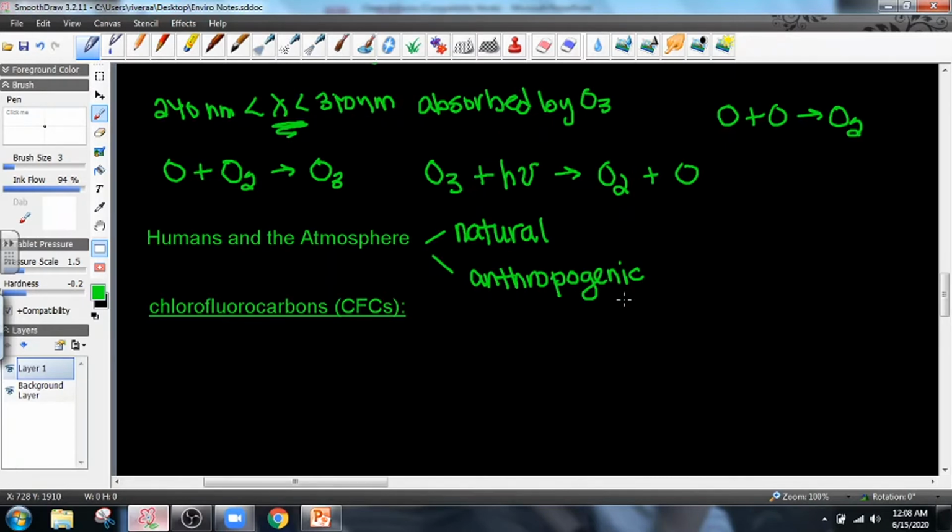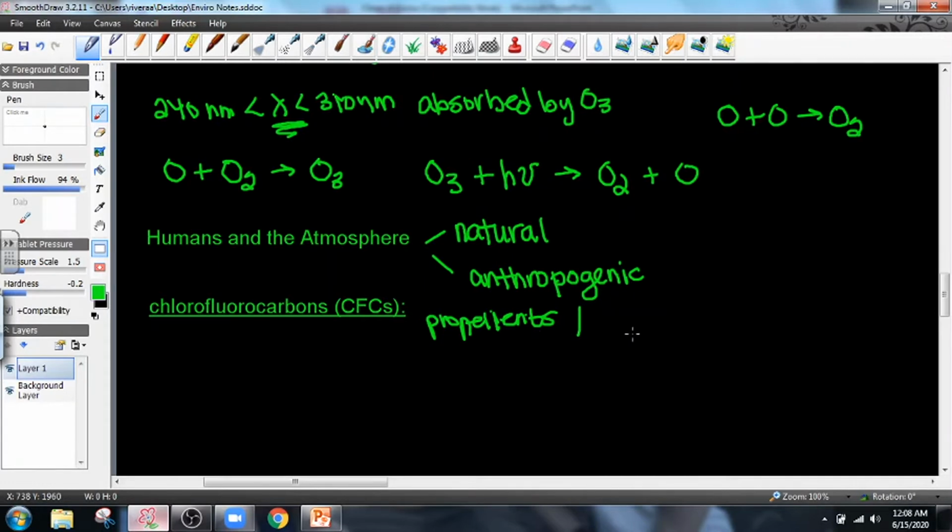Anthropogenic, you'll hear anthropogenic climate change, just means caused by humans. Well, one snazzy thing that the humans came up with back in like the late 1960s, early 1970s were these things called chlorofluorocarbons, or CFCs. These things were used as propellants, like in hairspray bottles, and you guys might know from some pictures of your parents, hairspray propellants in the 80s were a big deal. Lots of hairspray in the 80s.